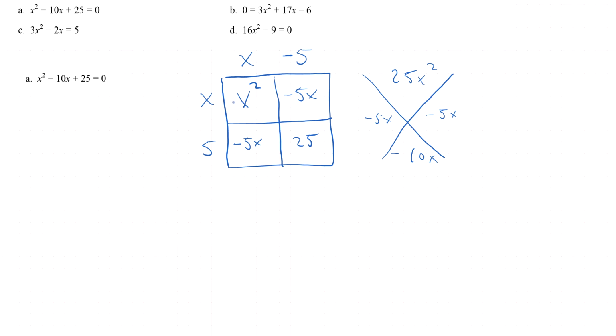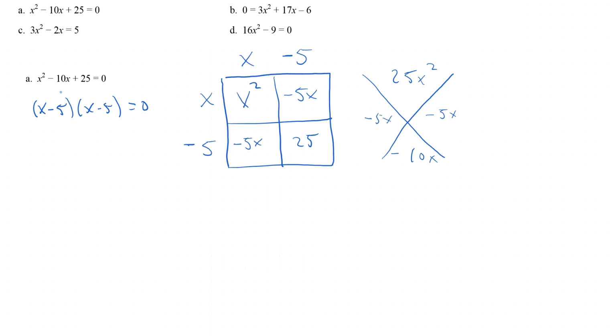5 times x is negative. X times x is x squared. X times x is x squared. X times 5 is negative, so this is negative. And then negative 5 times negative 5 is 25. So our factors end up being x minus 5 times x minus 5 equals 0.